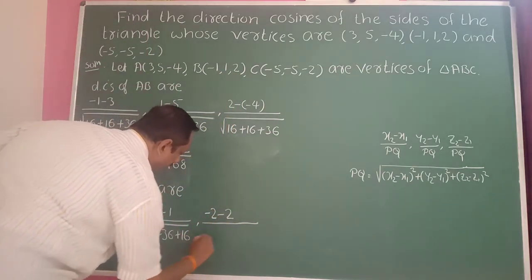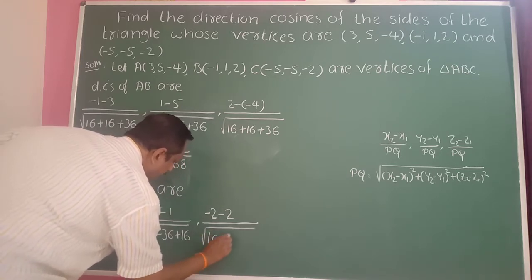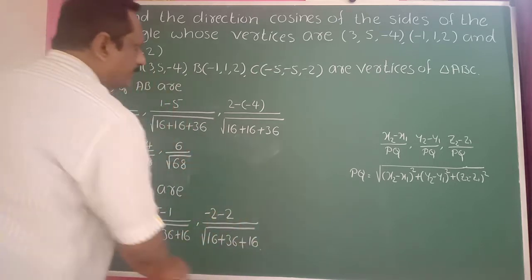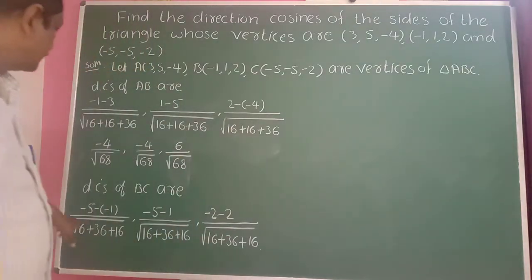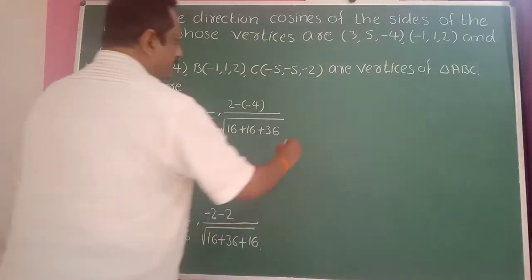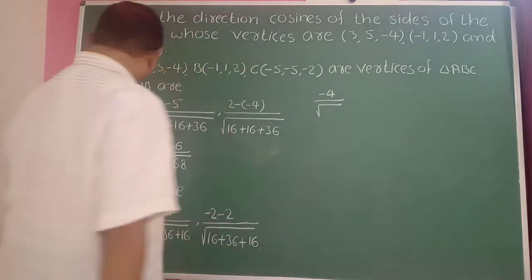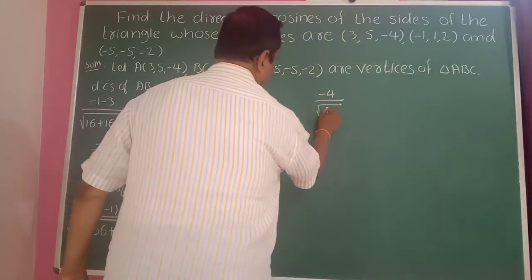Minus 2 divided by root of 16 plus 36 plus 16. Okay. Therefore, minus of minus becomes a plus here. Minus 5 plus 1, minus 4 here, divided by root of the same. 16 plus 36 plus 16 is 68 only. So write here 68.